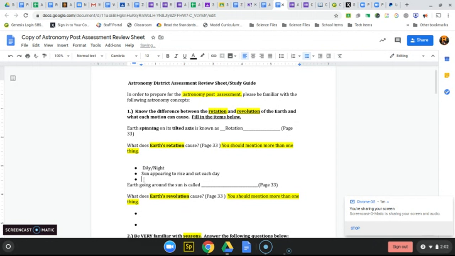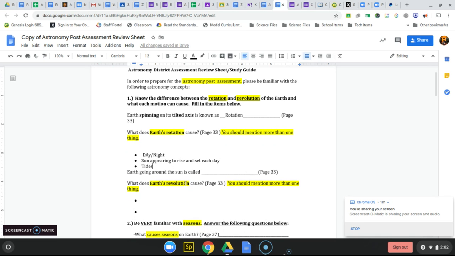And you can also include tides. Now, you might be thinking, what the heck does rotation have to do with tides? Well, if the Earth didn't rotate, our tides wouldn't change throughout the day, being the key word there. So those are the main points for rotation.